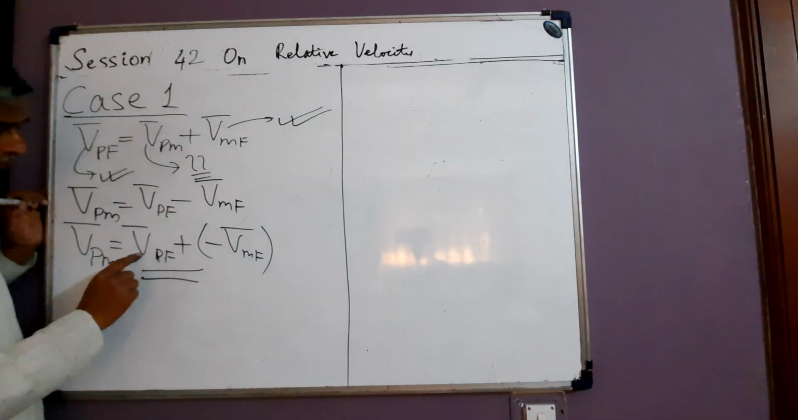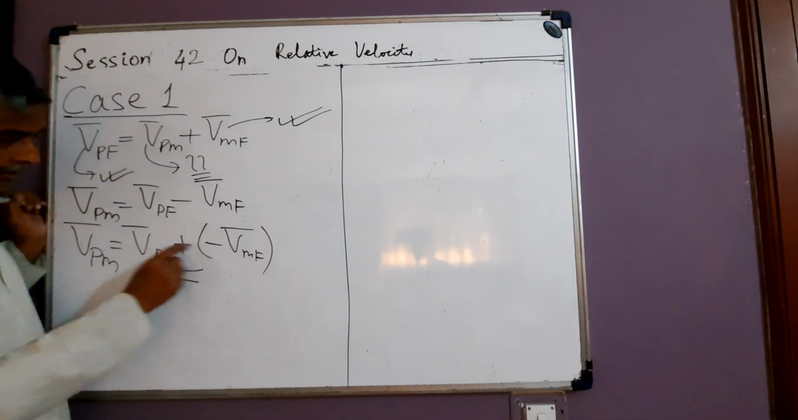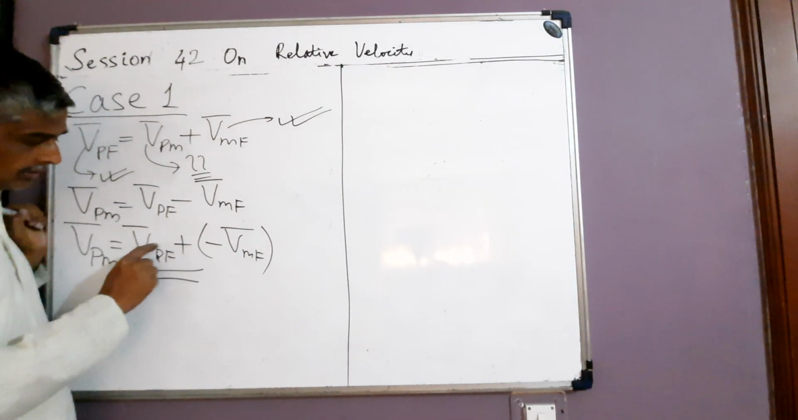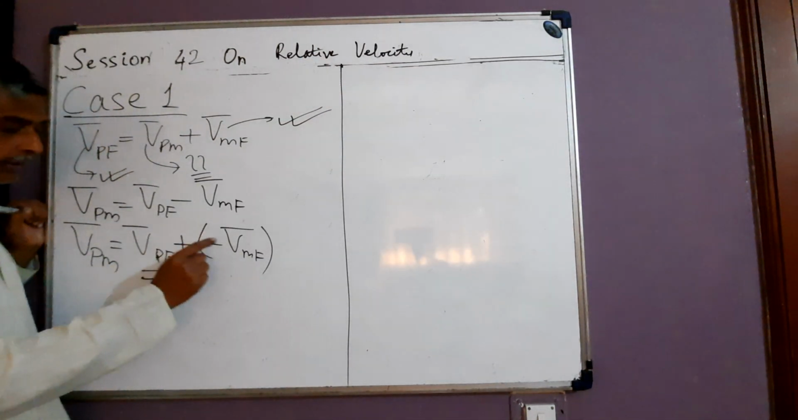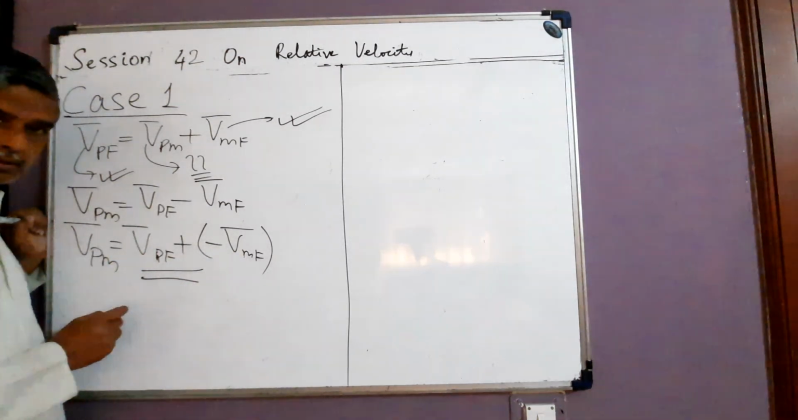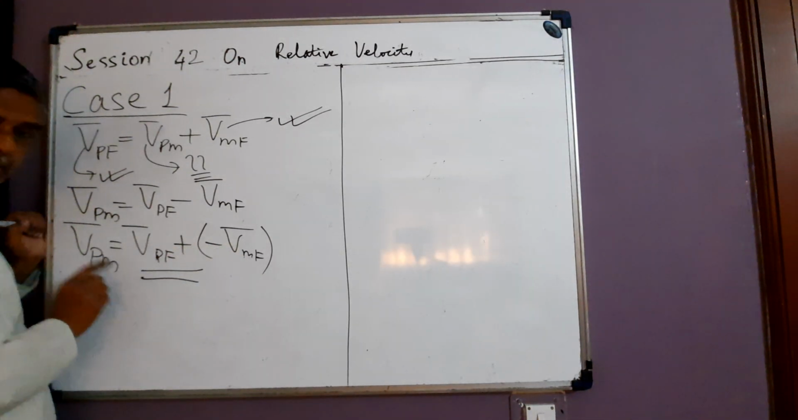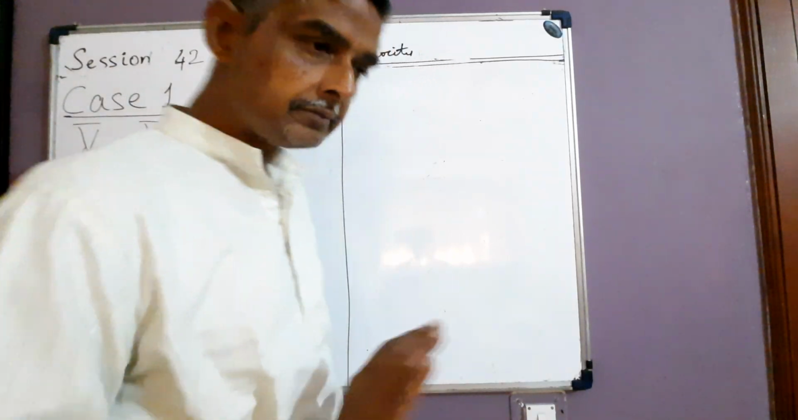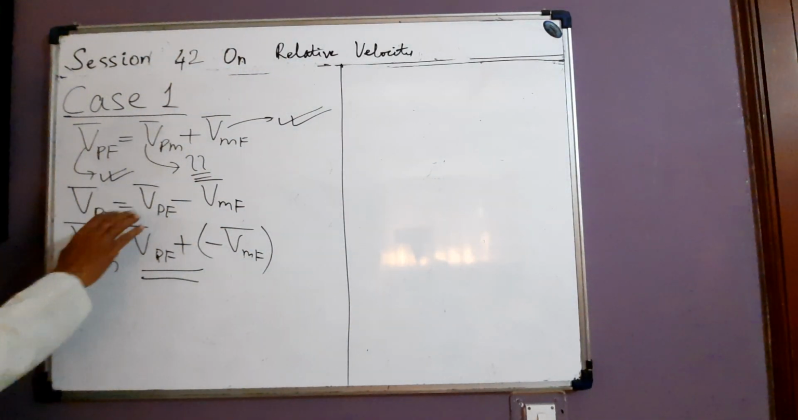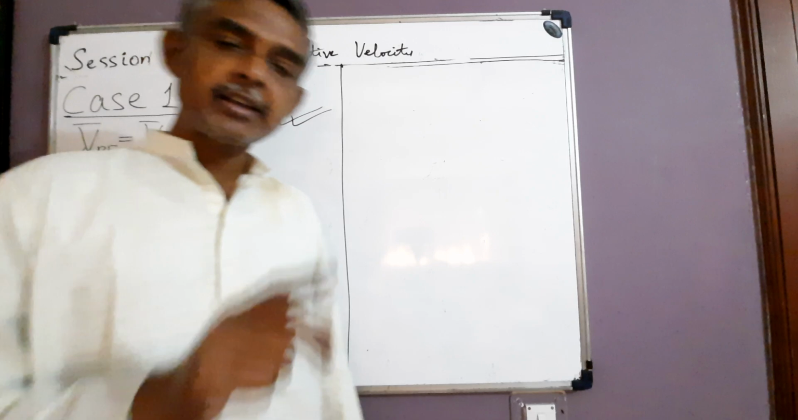That is, we parallelly shift the tails of any of these two vectors so that the tails coincide. With these two as adjacent sides, we complete the parallelogram. We draw the diagonal of this parallelogram through the common tail of these two vectors. That diagonal represents VPM, and so we can determine VPM, its magnitude and direction both. This is the method to be followed while solving problems of case 1.